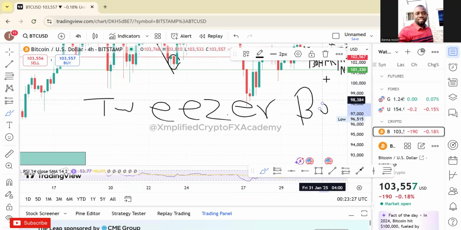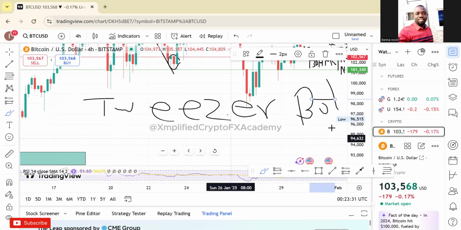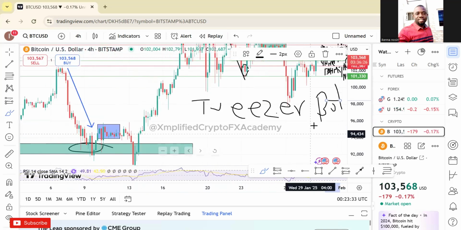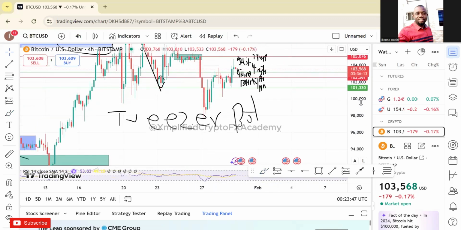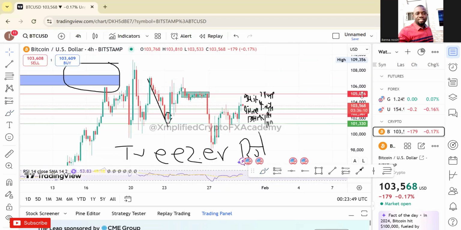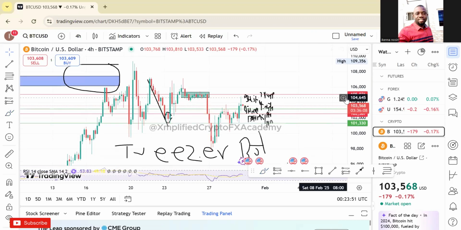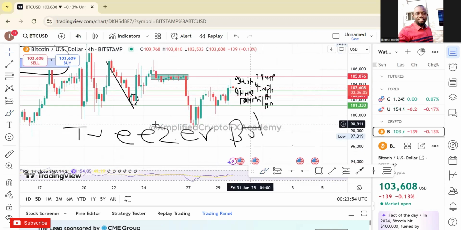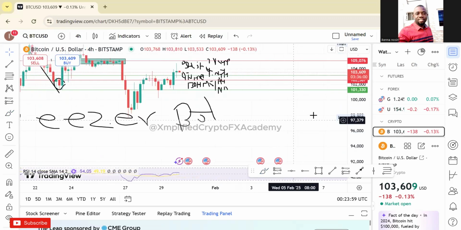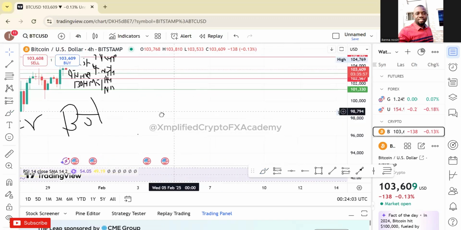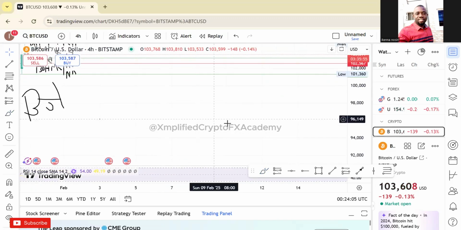So I think you've seen it here: tweezer bottom. It's another indicator that tells us the market is trying to reverse towards the bullish direction. So how can we find that? Let me just do a small drawing before I look for it on the charts.